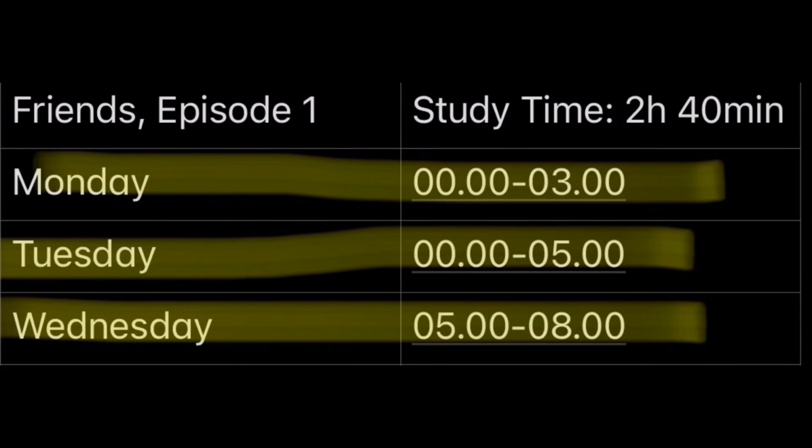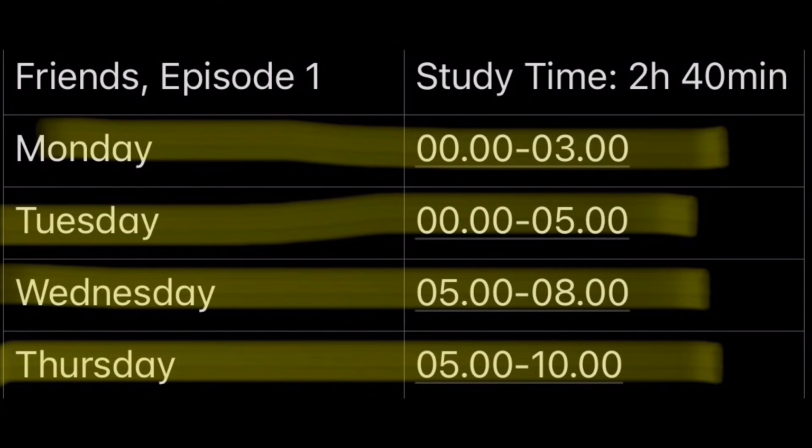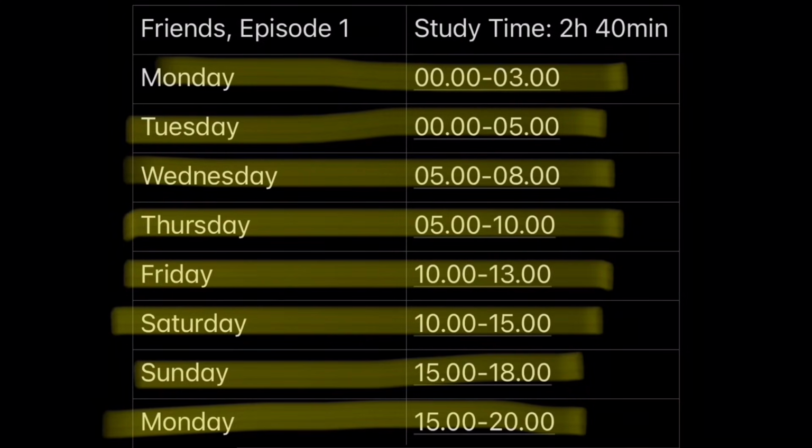And the third day, Wednesday, you start from the minute 5 and you stop at the minute 8. You work on the only 3 minutes of the episode. And Thursday, you start from the minute 5 and you stop at the minute 10. This is the study plan that you will follow for a week.